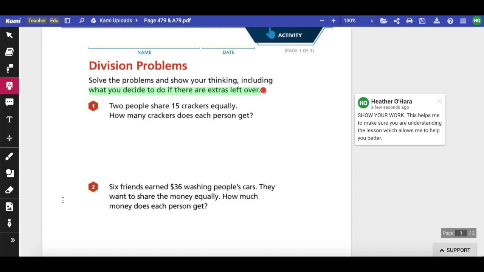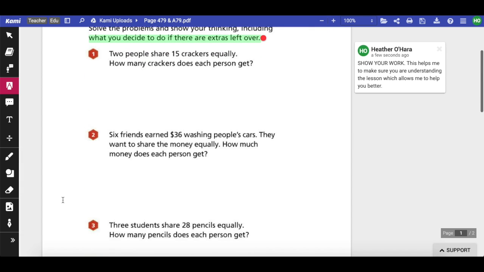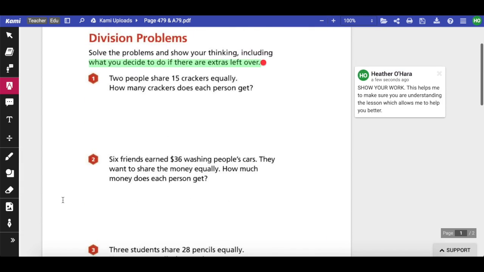So you need to pay attention to the story context and figure out what do you need to do with those extras that are left over. So answer 1 through 3. And over here it says to show your work. And I want you to do this because this helps me make sure that you are understanding the lesson, which also allows me to help you better in small groups.